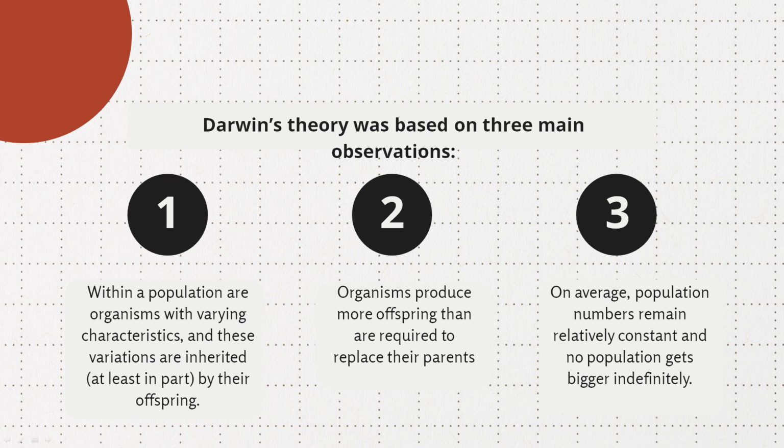Darwin's theory was based on 3 main observations. First, within a population are organisms with varying characteristics, and these variations are inherited by their offspring. Second, organisms produce more offspring than are required to replace their parents. Third, on average, population numbers remain relatively constant, and no population gets bigger indefinitely.